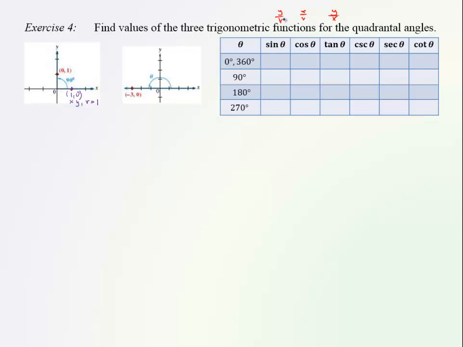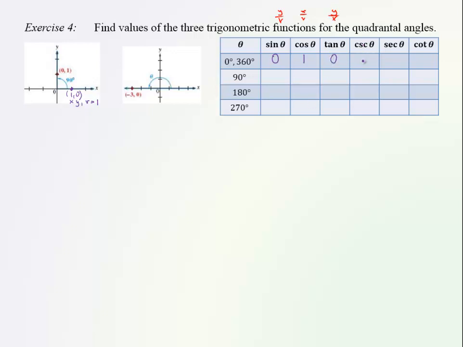So sine theta is y over r, which in our case is 0 over 1, so it's 0. Cosine is x over r, that means 1 over 1, so it's 1. Tangent is y over x, so it's 0 over 1, which is still 0.